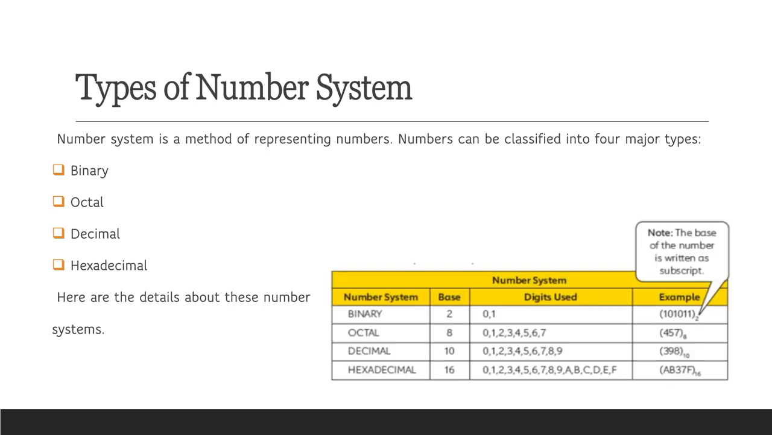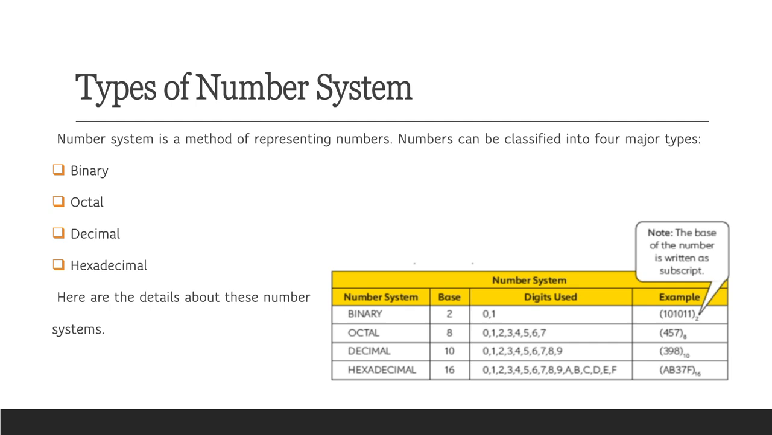Binary number system, the base will be 2. The digits used are 0 and 1. Example is 101011, and we should write the base as a subscript. Octal number system. The base is 8. The digits used are 0, 1, 2, 3, 4, 5, 6, 7. So 0 to 7. Example 457.